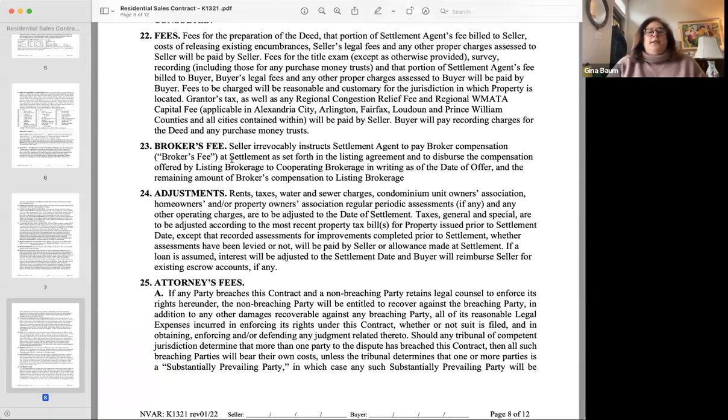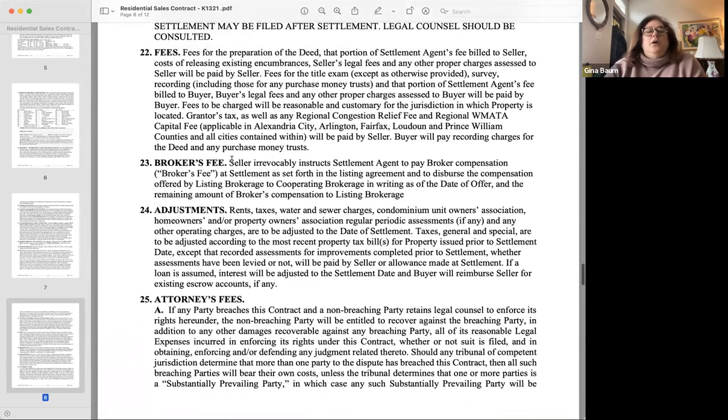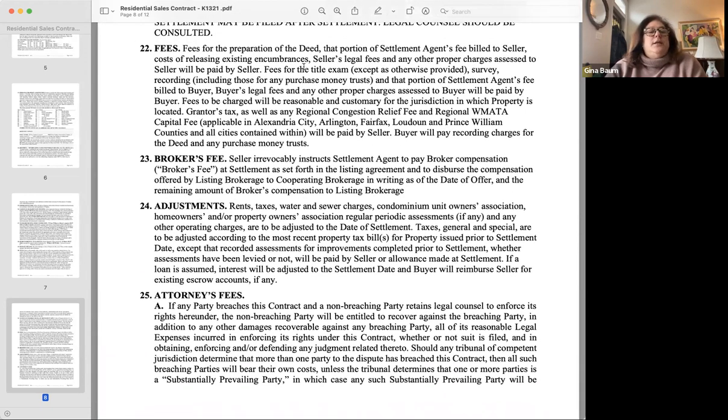Fees for the preparation of the deed, a portion of settlement agent's fee billed to the seller, cost of releasing existing encumbrances, seller's legal fees, and any other proper charges assessed to seller will be paid by the seller. Fees for the title exam, except as otherwise provided, survey, recording, and including those for any purchase money trust, and that portion of the settlement agent's fee billed to the buyer, buyer's legal fees, and any other proper charges assessed to buyer will be paid by the buyers.